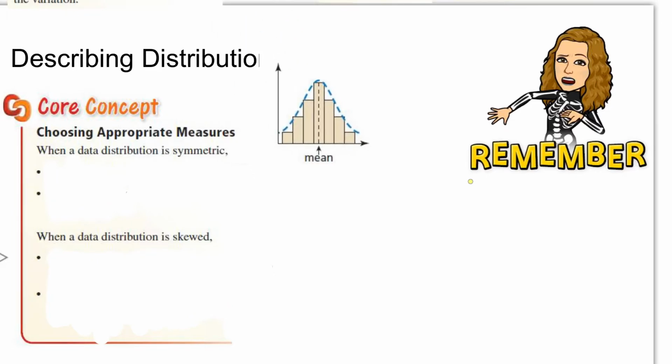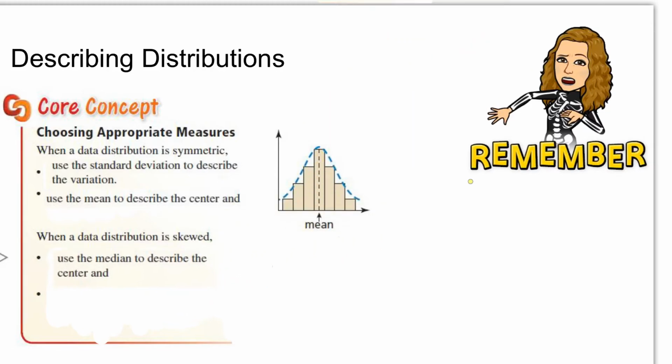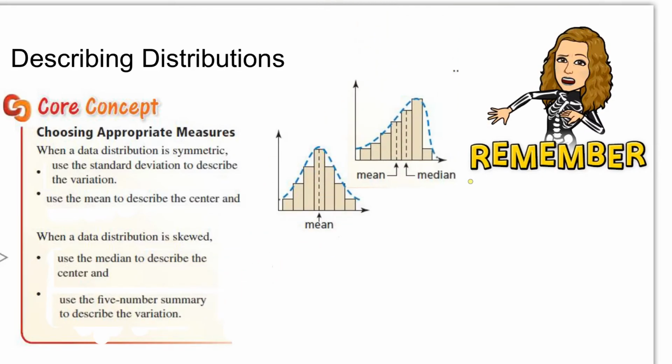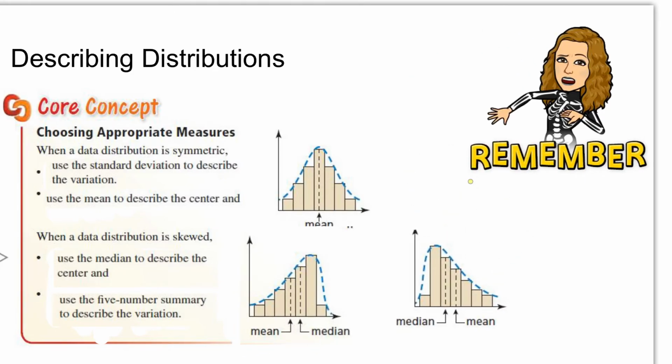Well, when a data distribution is symmetric, we use the standard deviation to describe the variation, and we also use the mean to describe the center. So the mean is the average, and we use the mean to describe the center. If the data is skewed, you use the median to describe the center, and you use the 5-number summary to describe the variation. So if you look here, if it is skewed left, the mean is less than the median.